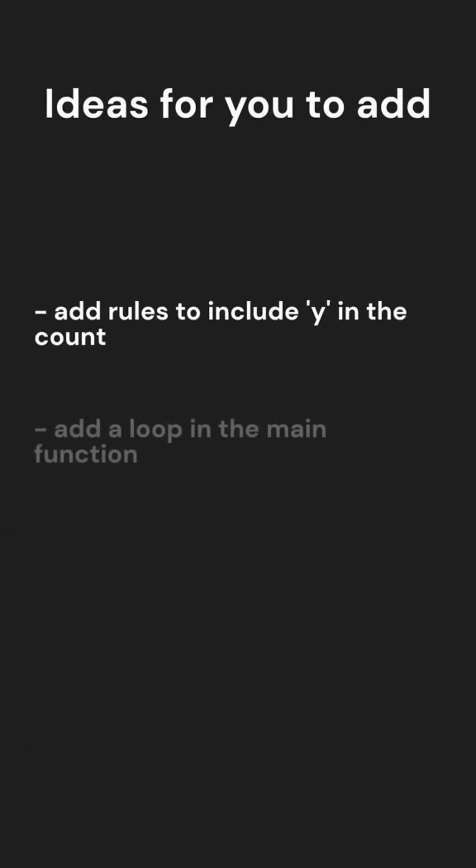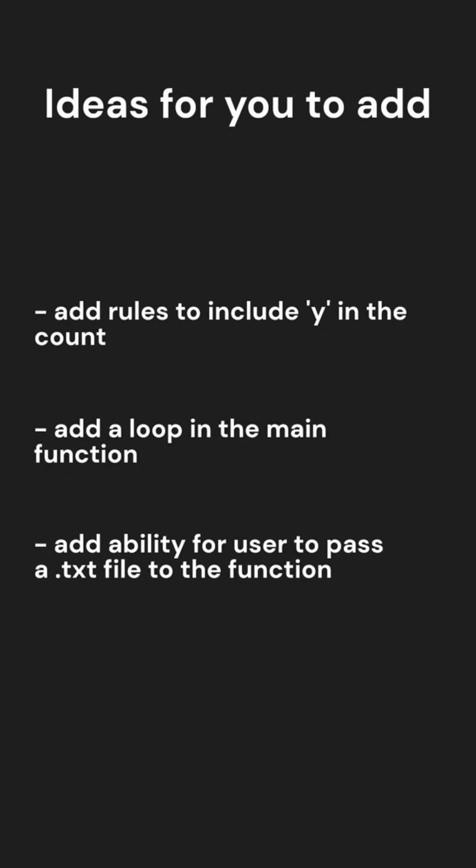Here are some possible additions you can add. Add the logic of when the letter Y is considered a vowel. Add a loop to the main function so the user can do it multiple times without rerunning the program. Add functionality so users can pass in a text file instead of having to type the string.